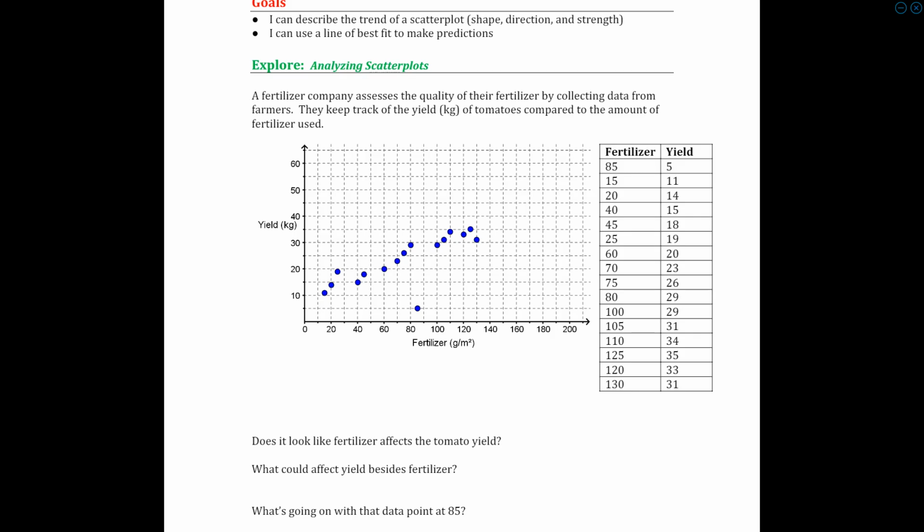Yeah, it looks like it goes up. It looks like it impacts it. Yeah, I think so. But could there be other things? Is fertilizer the only thing impacting it?